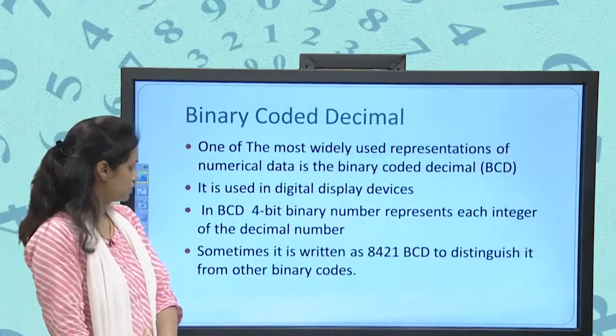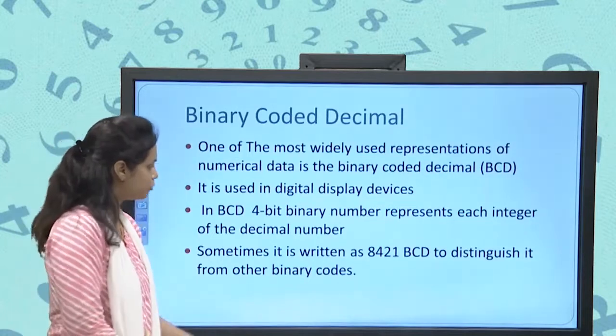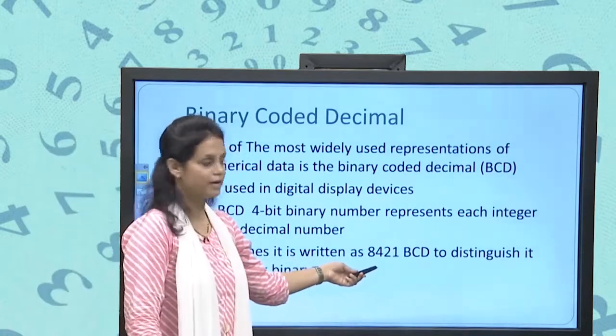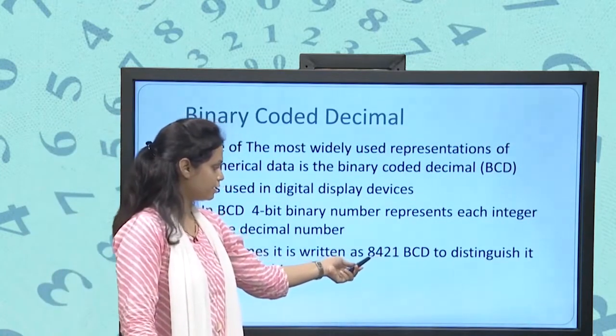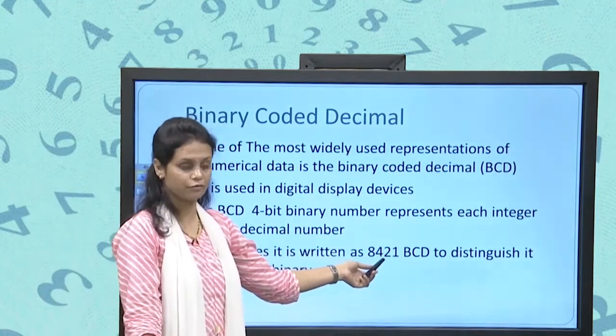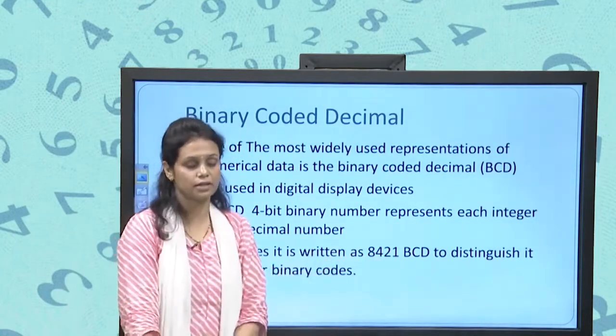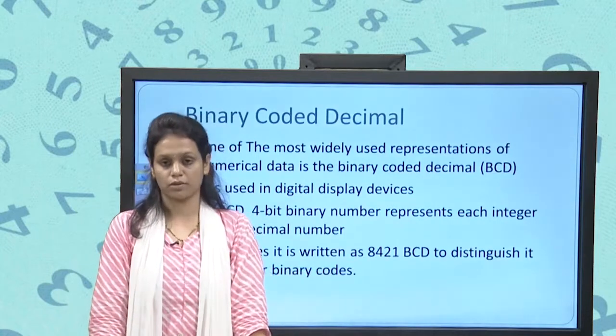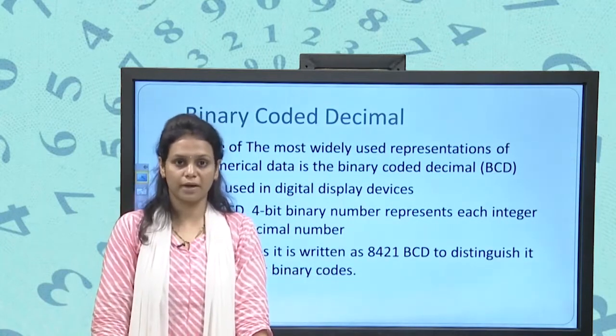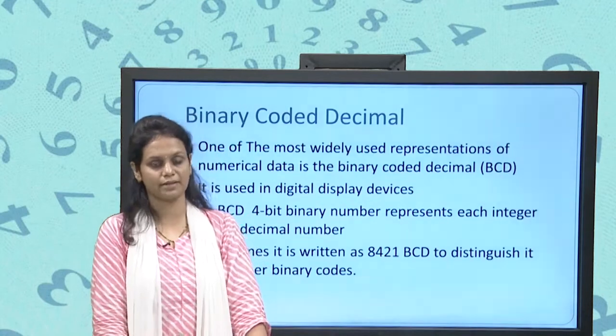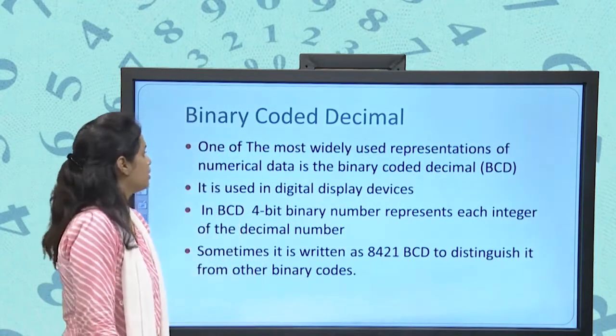Now see, first of all, it is also sometimes written as the 8421 binary coded decimal. Fine. We will write 8421 to distinguish from the other numbers. Now see, also we can use 4221 in the binary coded decimal. We will see the difference in the next some slides, right?